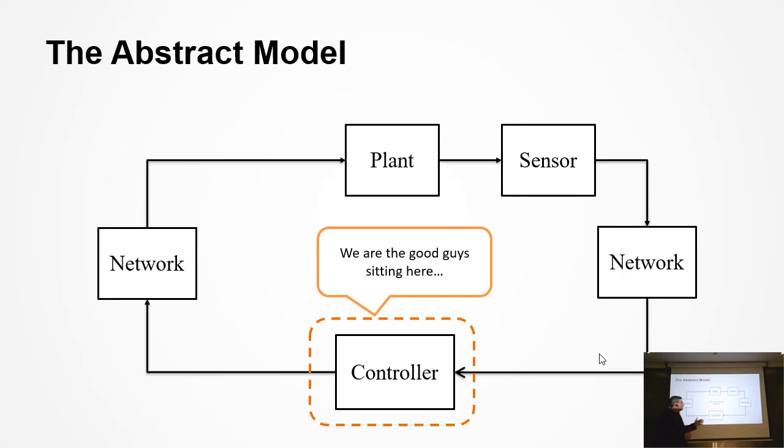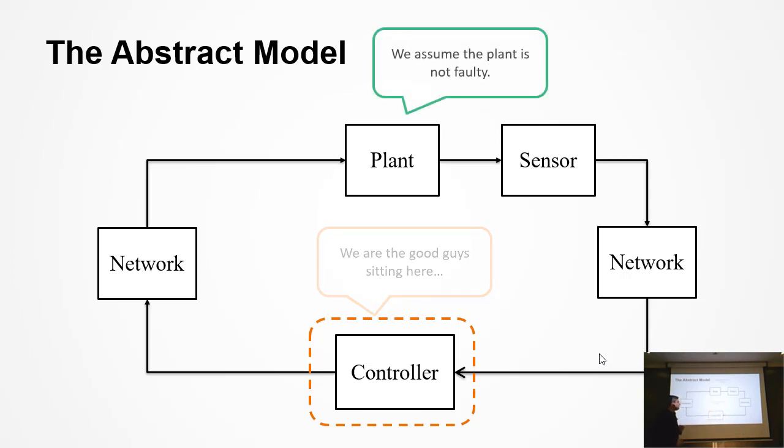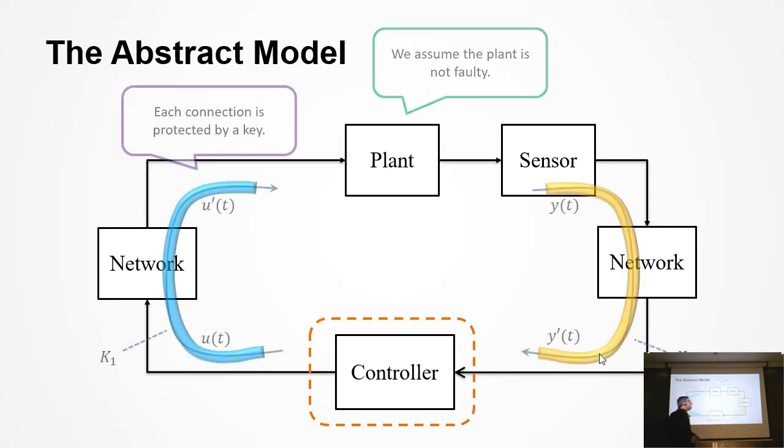Just assume that we are sitting here and we are the good guy. By sitting here, I mean the IDS is next to the controller and the plant is not faulty. We have heaps of models to detect faults in control systems. That is the expertise of control guys. I'm not going to look into it. But in our model, the plant is not faulty, so anything that goes wrong is a result of attack.